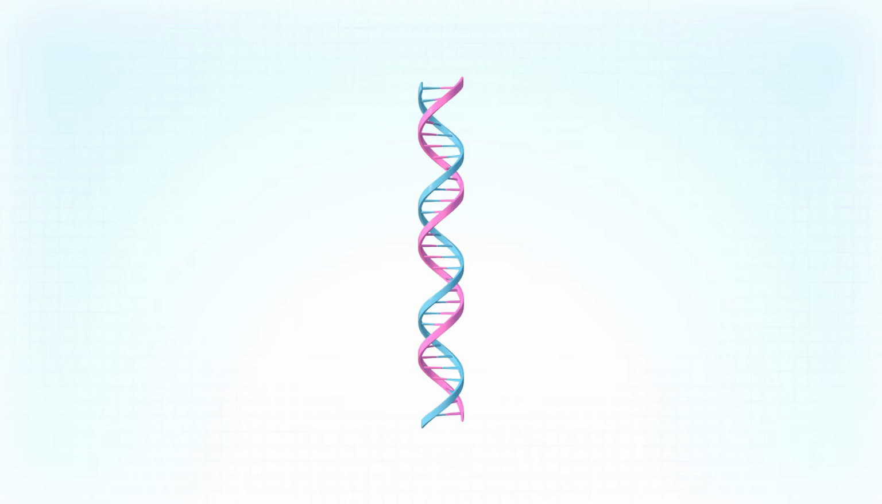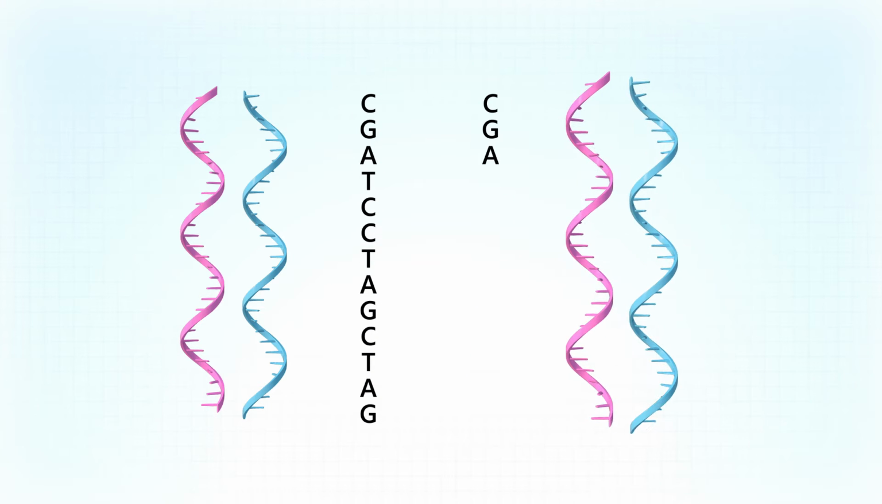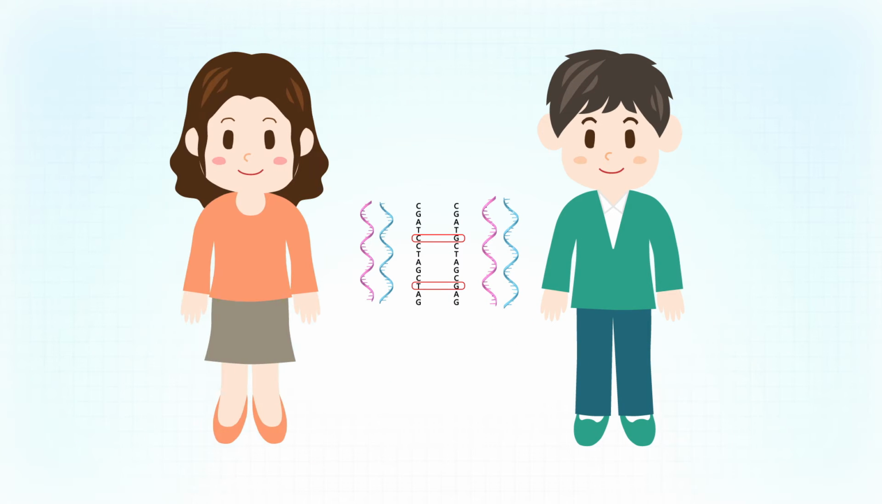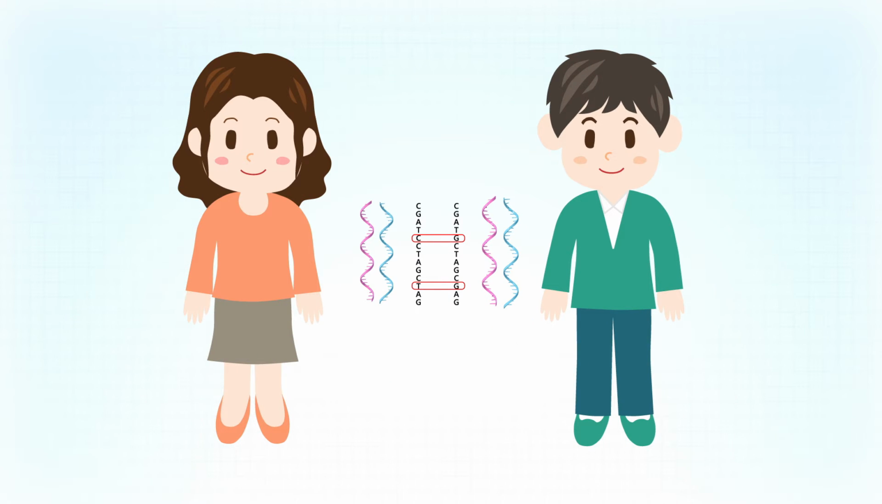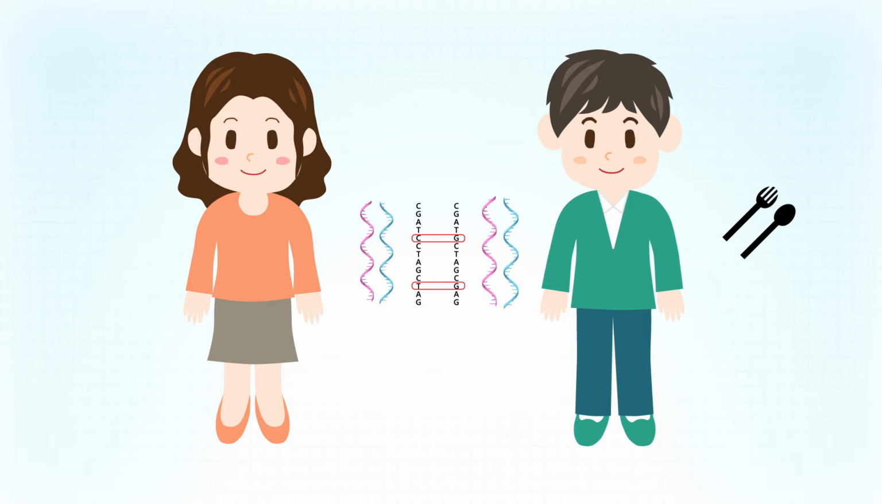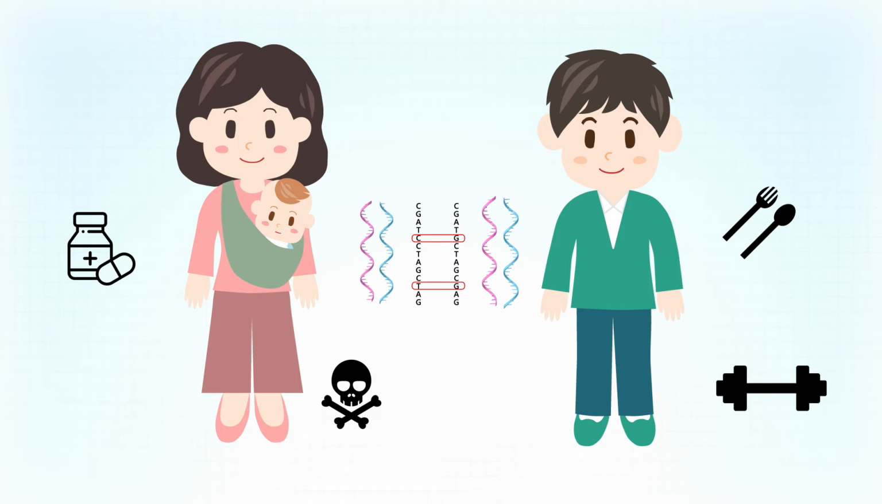Our genes are coded as sequences of 4 letters: C, G, A, and T. Differences in one or more of these letters are called genetic variants. Genetic variants are part of what make us unique. They affect how vulnerable we are to certain diseases and how we respond to foods, medications, exercise, and toxins. Genetic variants can be passed down from parents to children.